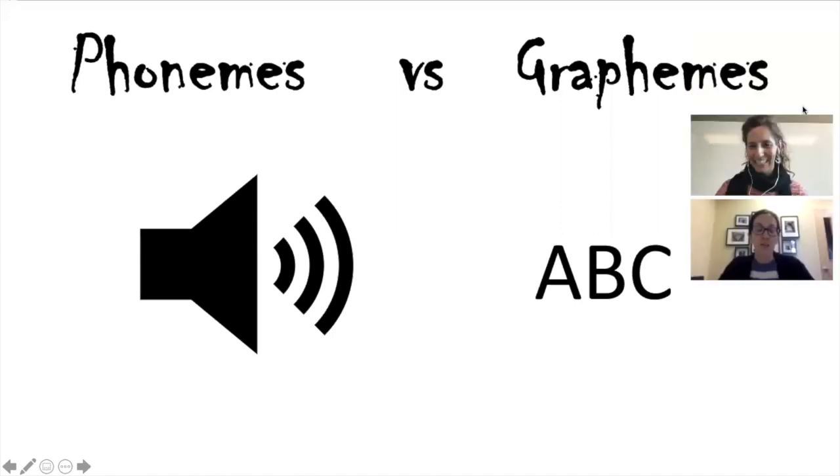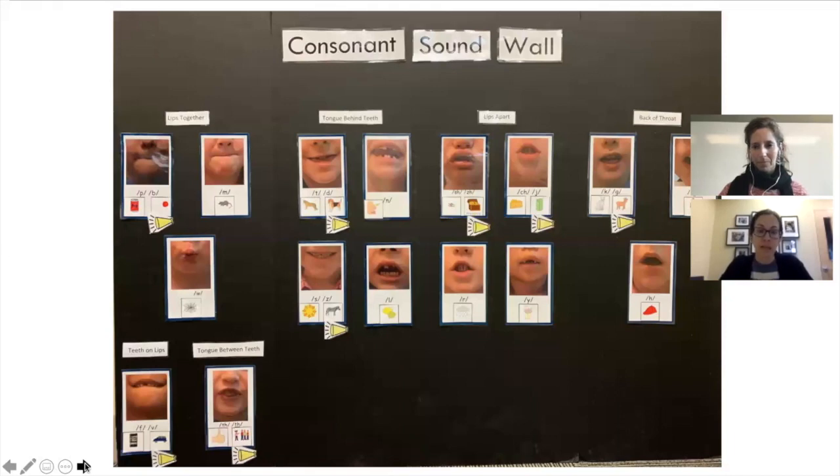So first, I just want to talk a little bit about phonemes versus graphemes. A phoneme is simply a unit of speech sound. It's a sound that we make when we're talking. Those are all examples of phonemes. Whereas a grapheme is a letter. It's a symbol that then represents a sound.